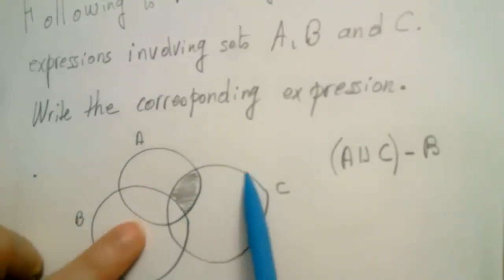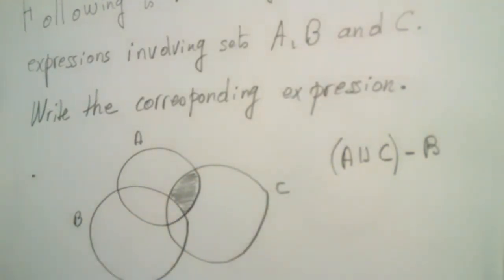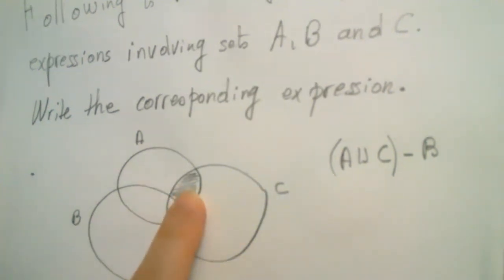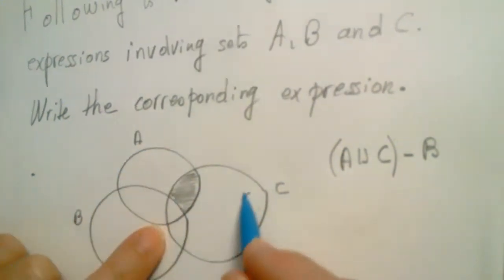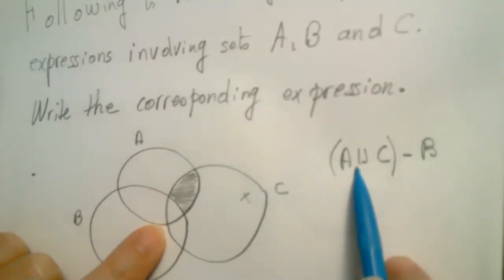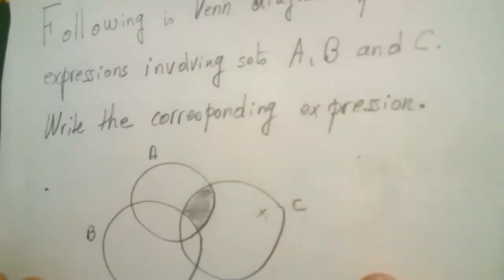This is A union C. No way on earth. Why not? Why not? My region is the shaded region, right? So if it's in A union C, it means this is in your set. Oh yeah, I see. Okay. This is not in my shaded region. Okay, very good. Keep going. So sorry, I have to get rid of that. Now I want you to keep thinking.